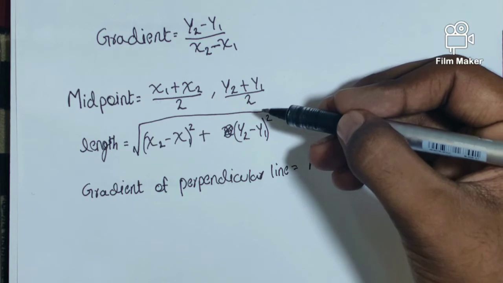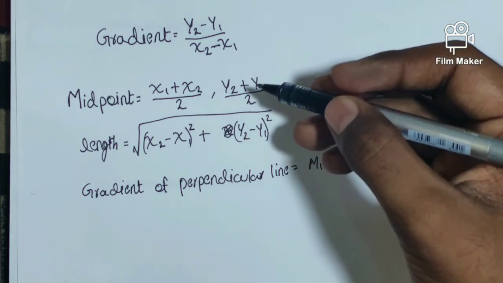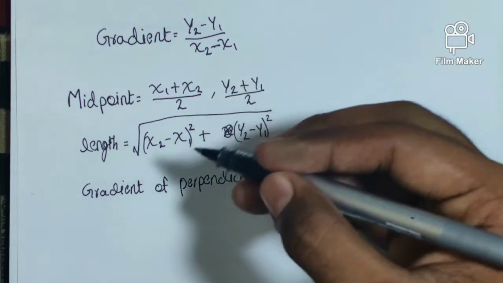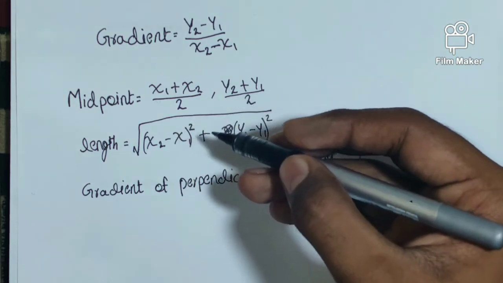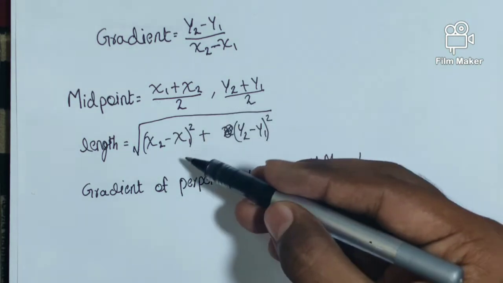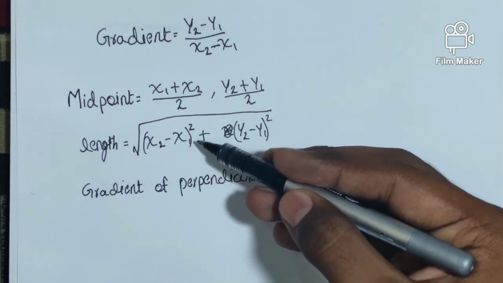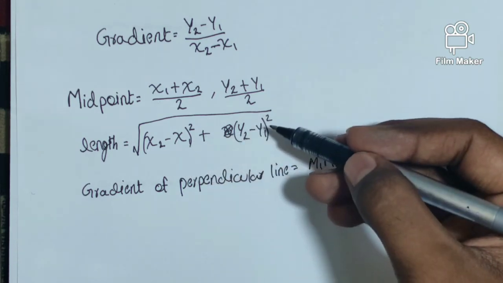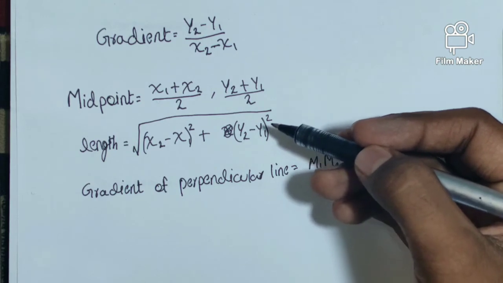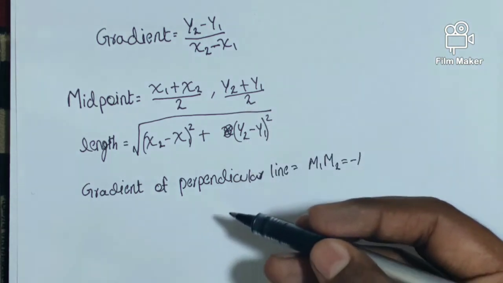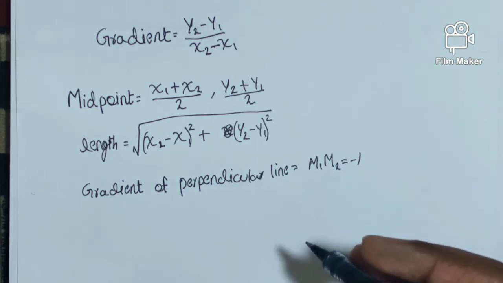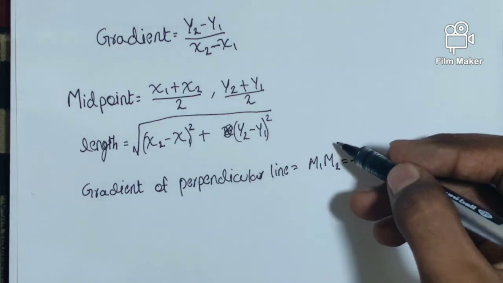Now if the question asks to find the length of the line, we'll use this formula, which is under root of (x2 minus x1) whole square plus (y2 minus y1) whole square. Then our last formula is to find the gradient of the perpendicular line, which is m1 m2 is equal to minus 1.